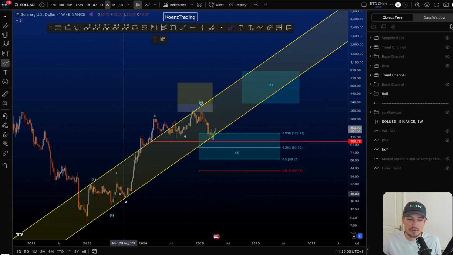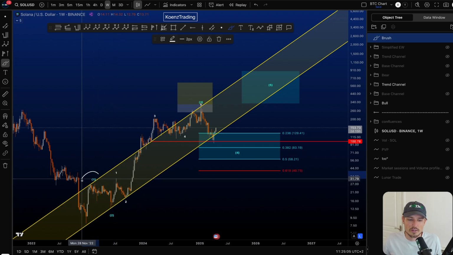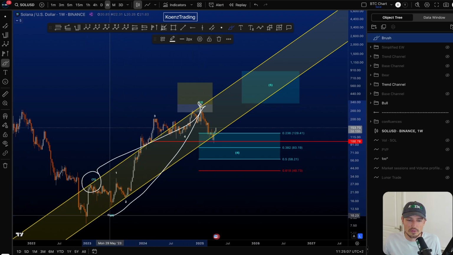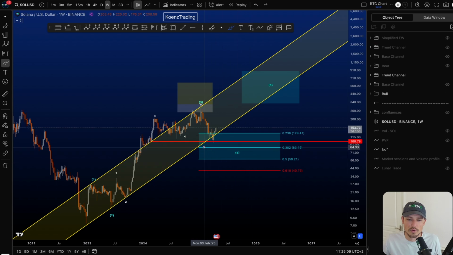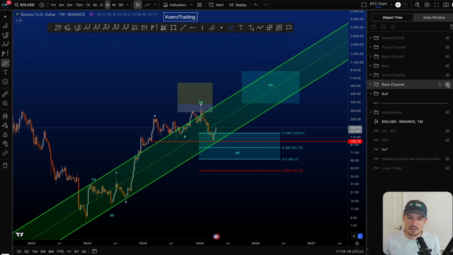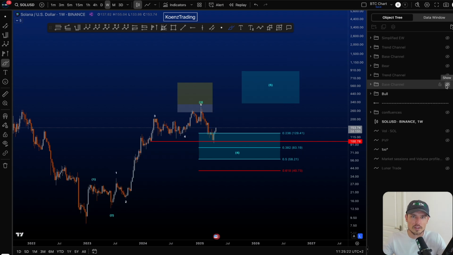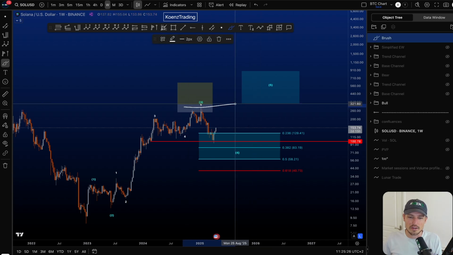If we look at the trend channel, which is taken from the end of 1 to the end of 3 to the end of 2, then preferably your wave 4 breaks the lower trend line, which is what happened over here. But it's just that the base channel is not really great for this particular scenario because we got so close.